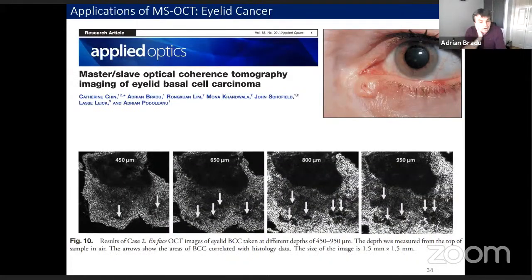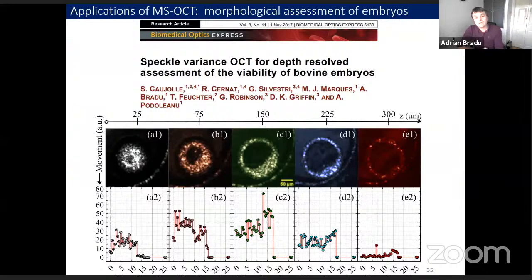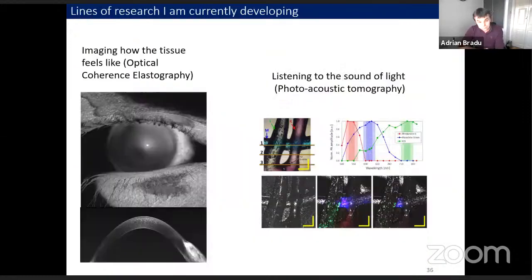Of course, I worked on imaging, or detecting, some skin cancer, like this basal cell carcinoma, and published a few papers several years ago. And also we use the technology to figure out whether some embryos are alive or not. And that's pretty cool, because with our technology we can assess whether an embryo is still alive or not, because otherwise there are basically no ways of telling whether it's okay or not.